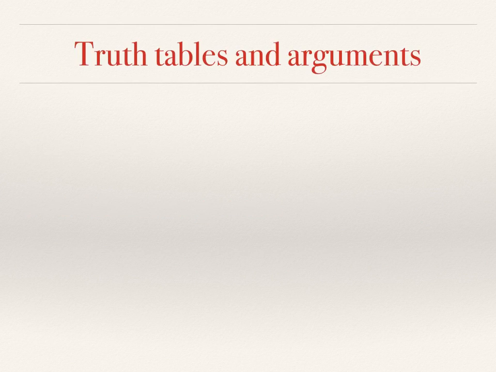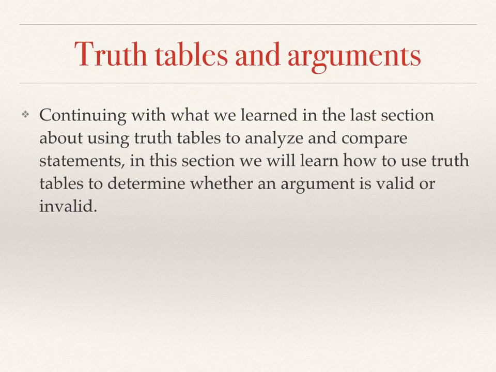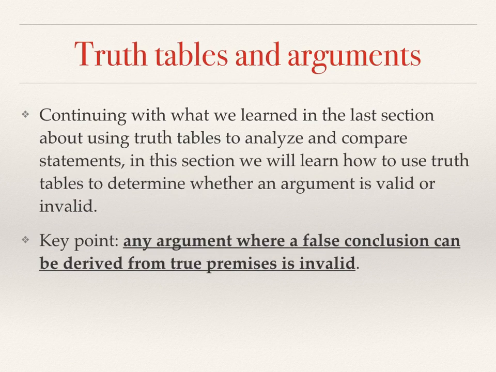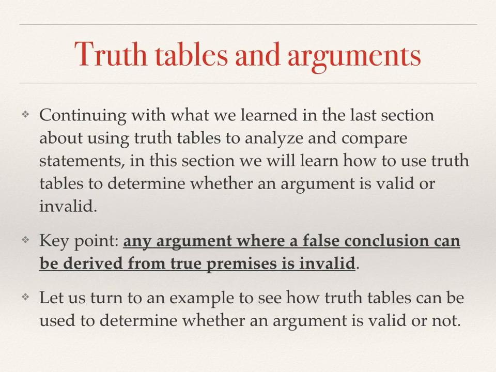So first off, when it comes to truth tables and arguments, we continue with what we learned in the last section about using truth tables to analyze and compare statements. And in this section, we'll learn how to use truth tables to determine whether an argument is valid or invalid. And the key point, and this is a point I have stressed from the very beginning, any argument where a false conclusion can be derived from true premises is invalid. And so let us turn to an example to see how truth tables can be used to determine whether an argument is valid or not.